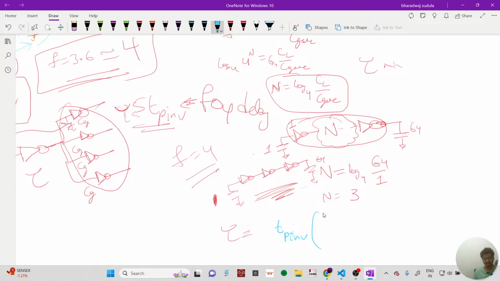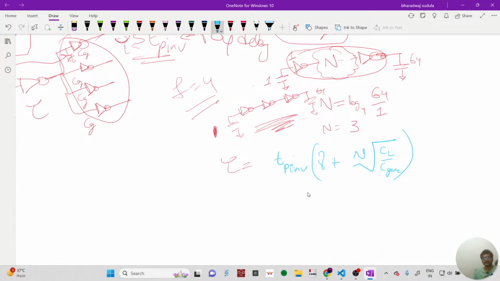TP inverter. So, N comma CL by secret, N CL secret. Why did it say comma? Okay.